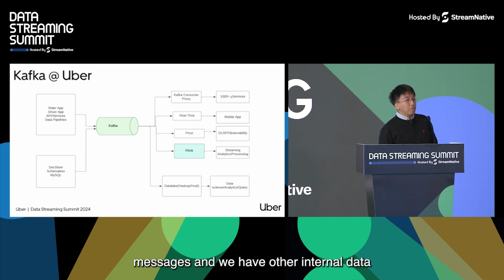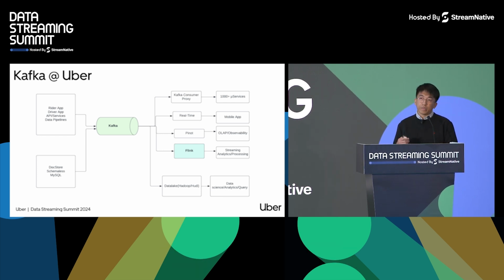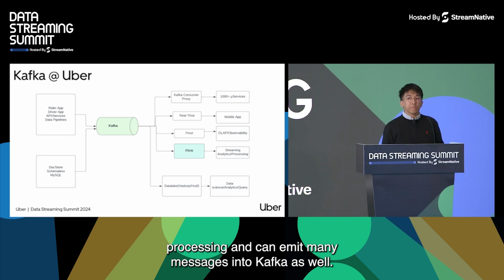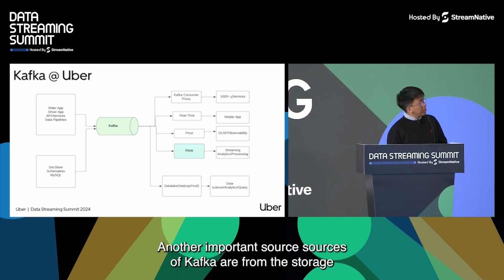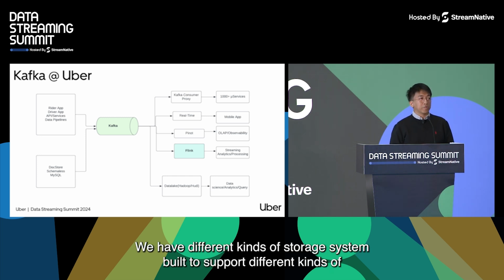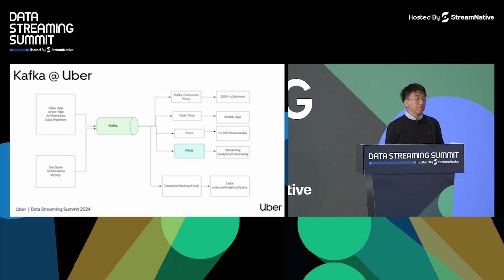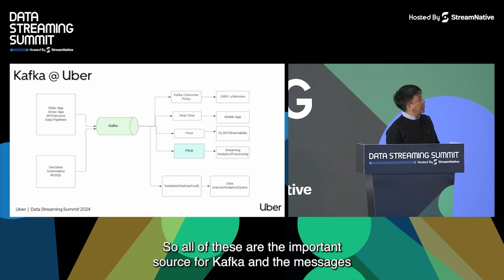And we have other internal data pipelines built in order to support all kinds of data engineering processing, and they emit many messages into Kafka as well. Another important source of Kafka is the storage system. We have different kinds of storage systems built to support different kinds of business use cases, from MySQL to NoSQL and document store. So all of these are important sources for Kafka.